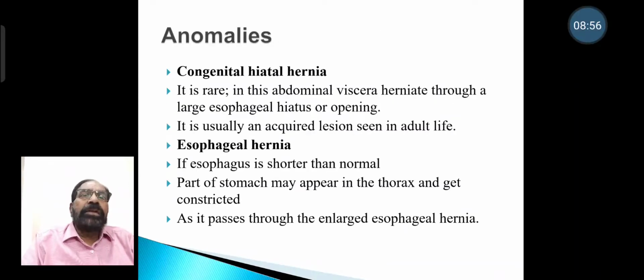Then coming to other anomalies, congenital hiatal hernia. It is rare. In this, abdominal viscera herniate through a large esophageal hiatus or opening. It is usually an acquired lesion seen in adult life. Then we have esophageal hernia. If esophagus is shorter than normal, part of the stomach may appear in the thorax and get constricted as it passes through the enlarged esophageal hernia.